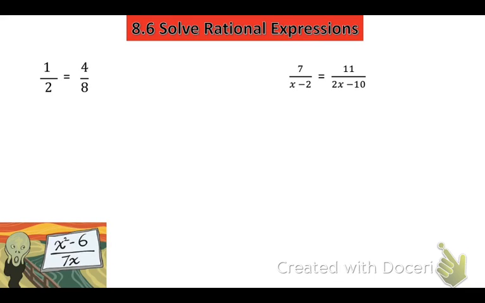In lesson 8.6, we're going to solve rational expressions. And the first one's pretty basic. We know we can use cross multiplication. We can say 1 times 8 is 8, and 2 times 4 is 8.